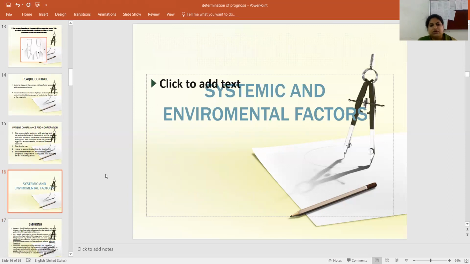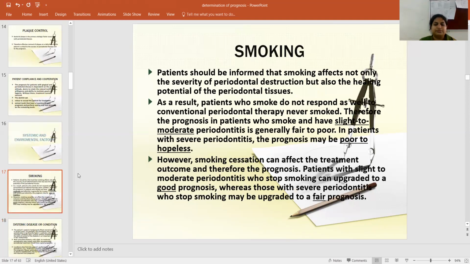Now, we have discussed the first point, overall clinical factors: the patient's age, disease severity, plaque control, and patient compliance and cooperation. Now the second point is systemic diseases and environmental factors. Patients should be informed that smoking affects not only the severity of periodontal destruction, but also the healing potential of periodontal tissues.